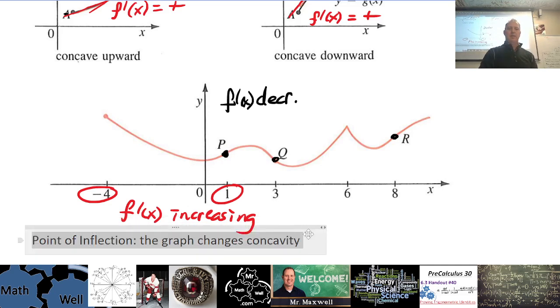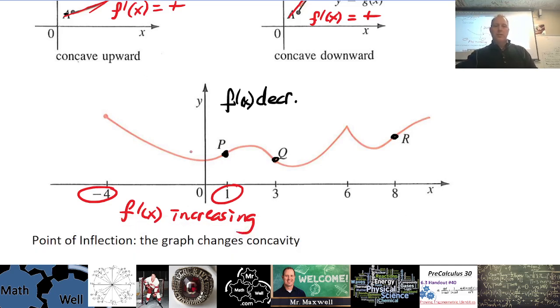The graph changes concavity. So we go from concave up here, and at P, this switches to concave down. It's concave down here till Q. At Q, it switches to concave up.